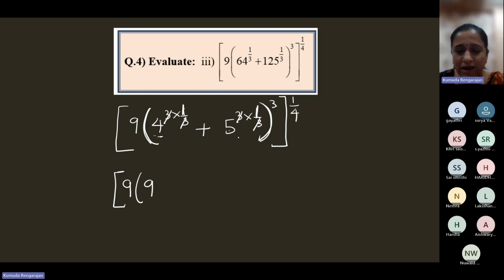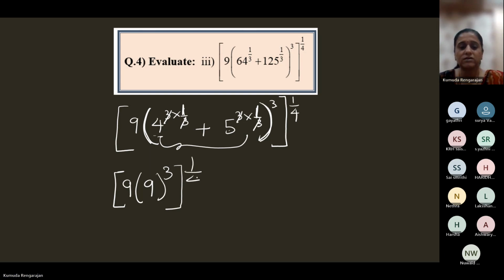The answer in the simple bracket is 9. And that 9 is raised to the power 3. Watch that carefully. This one is 9 now. 9 to the power 3. Then close the simple bracket, close the square bracket, raised to the power 1 by 4.